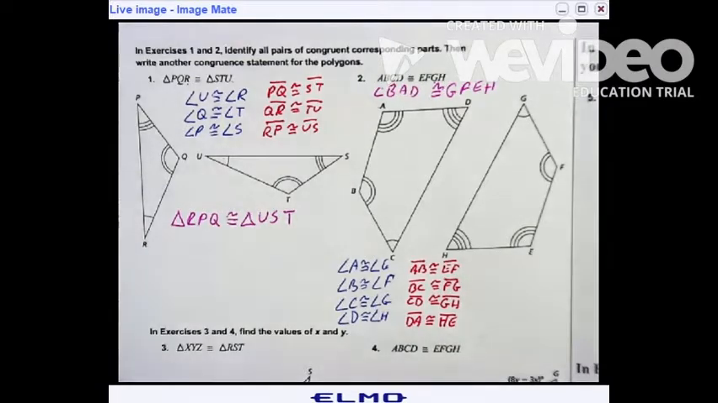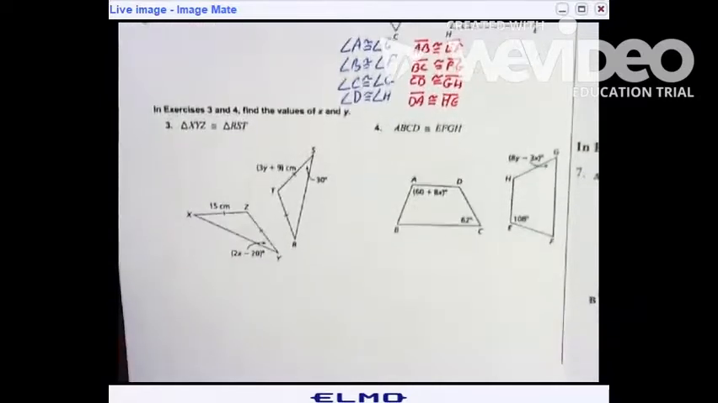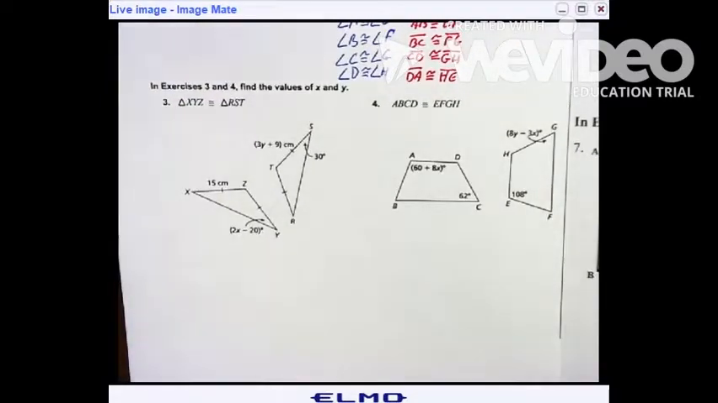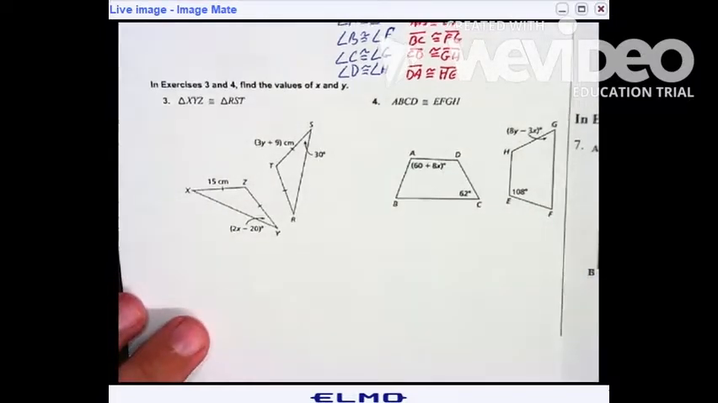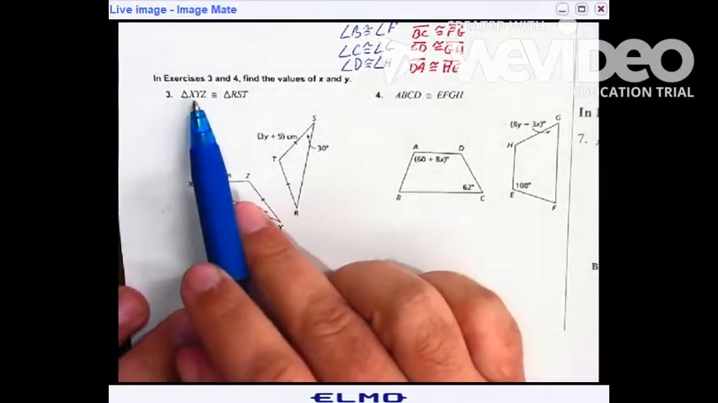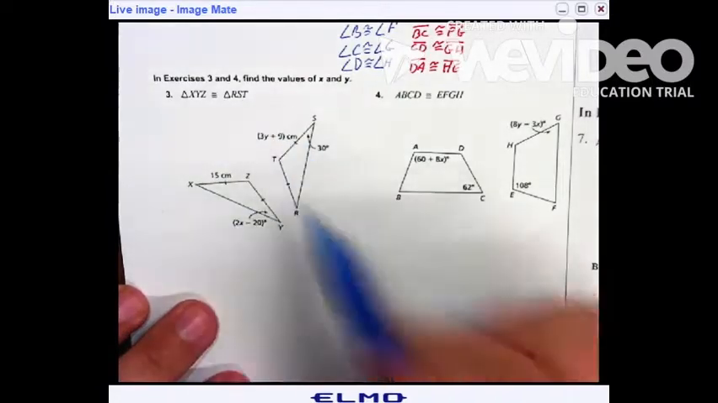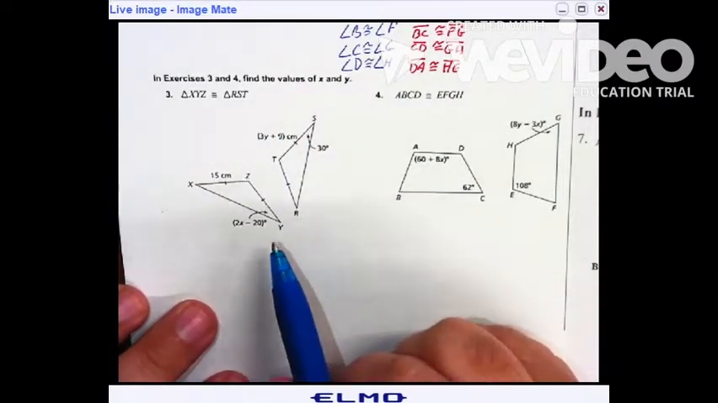Not a big deal there. Let's take a look at this next little bit. In exercises 3 and 4, we want to find the value of x and y. Okay, so on number 3, it tells us that triangle XYZ is congruent to triangle RST. All right, so there's our triangles. And we need to find x and y.